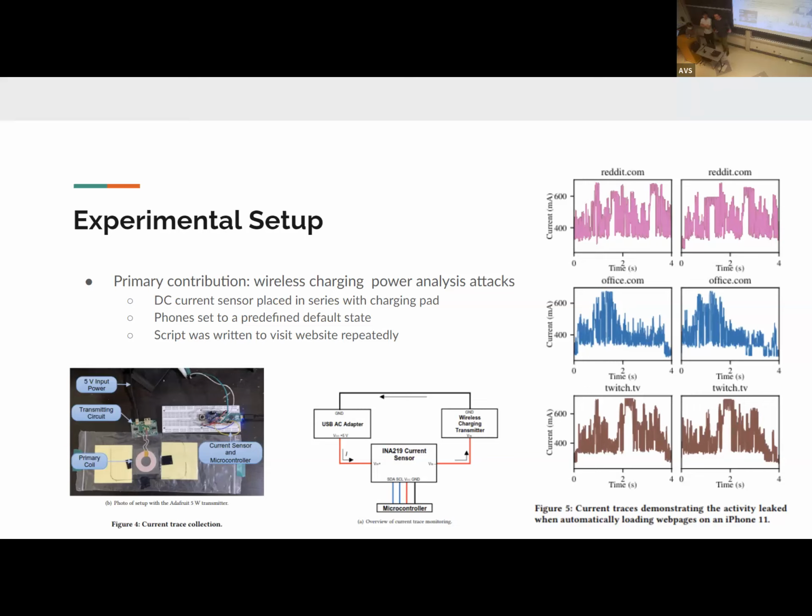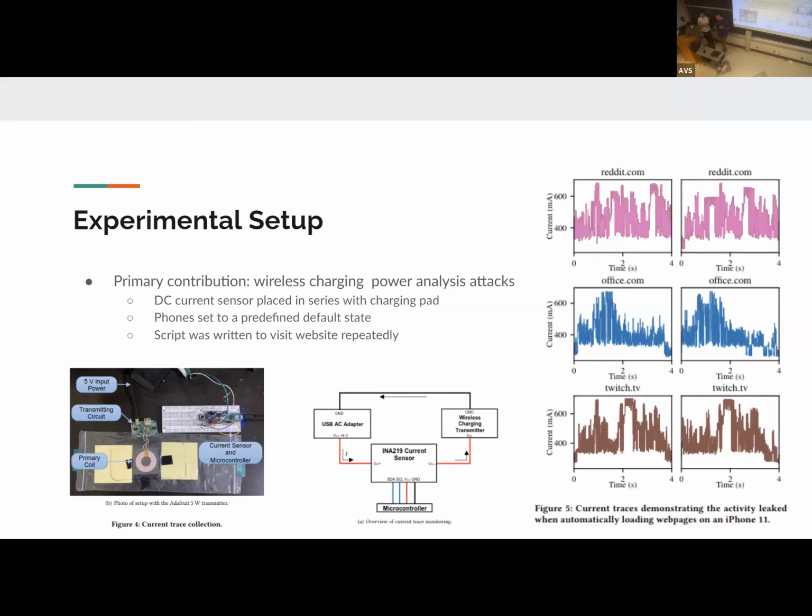So they took 2 different wireless charging pads, an Anchor 10-watt charging pad and an Adafruit Qi compatible charging pad, like shown here, which is basically just a little cardboard circle with a wire going through it.